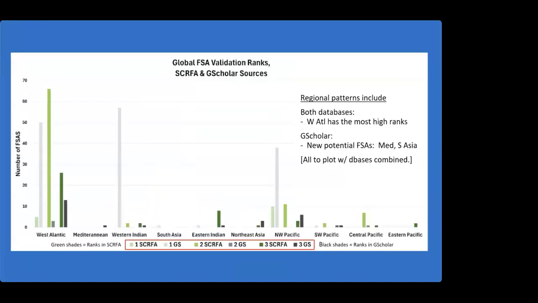Validation ranks regionally with both databases stratified show that the West Atlantic to the far left has the most high confidence rank FSAs. Google Scholar shows new potential FSAs in terms of regions for the Mediterranean and South Asia. In looking at this and plotting this for this presentation, we are definitely going to generate in the next version of this a plot with all the databases combined.